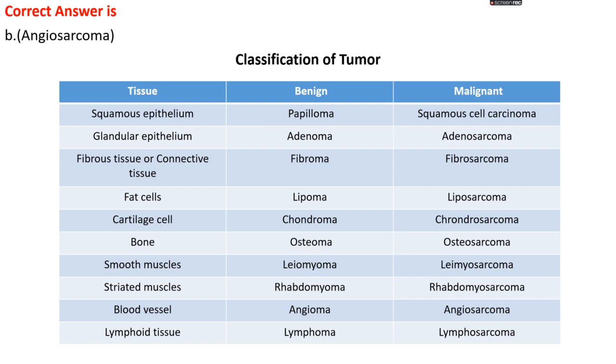A striated muscle benign tumor is known as rhabdomyoma, and its malignant tumor is known as rhabdomyosarcoma. A blood vessel benign tumor is known as angioma, and its malignant tumor is known as angiosarcoma. A lymphoid tissue benign tumor is known as lymphoma, and its malignant tumor is known as lymphosarcoma. Okay.